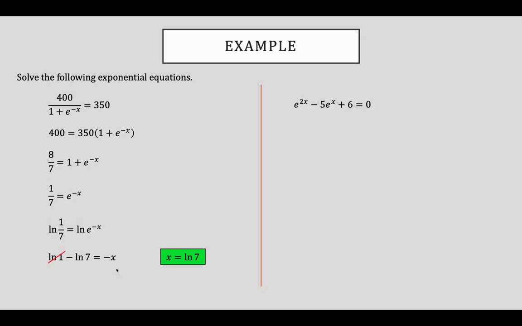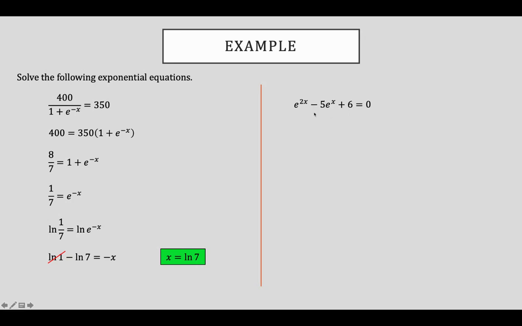And one more example here. Here we have e to the 2x minus 5e to the x plus 6 is equal to 0. Now, this one is a little bit tricky. Notice that we have multiple exponential quantities, and I can't set them equal to each other on either side of the equation because I have this plus 6 in the way. So that won't allow me to use the one-to-one property at all.